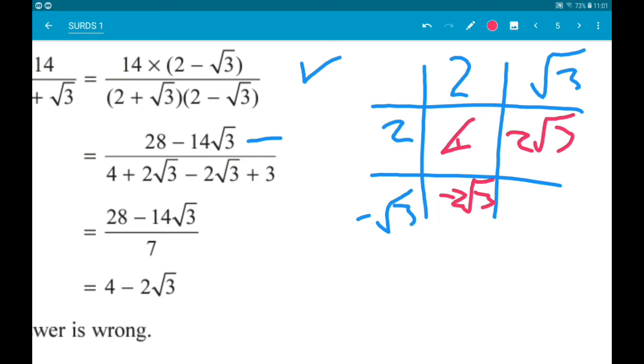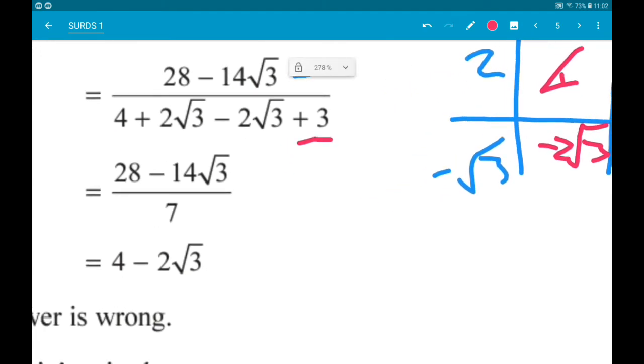Minus root 3 times positive root 3 is minus 3. So, for that, he had plus 3 there. So that is his mistake. He should then have had 4 minus 3 on the bottom, so the 7 would just be a 1, so the answer would be 28 minus 14 root 3.